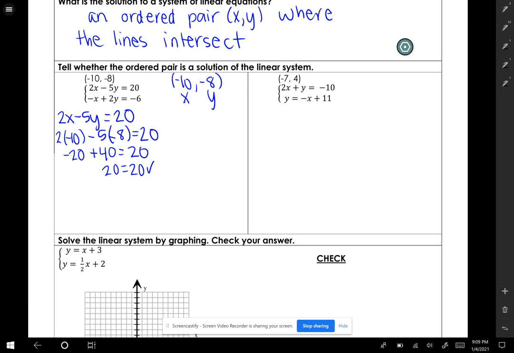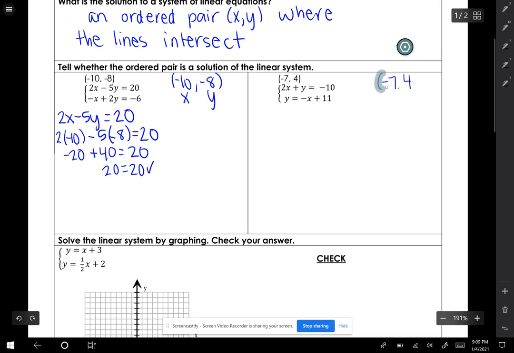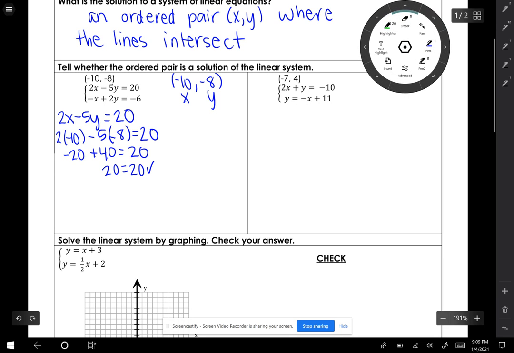For the next one, we have the point -7 comma 4. Oops, I'm sorry, we need to back up because I did not yet check the second equation in that first example. So I can't just check one equation, I have to check both because it's possible that it works in one and not the other.